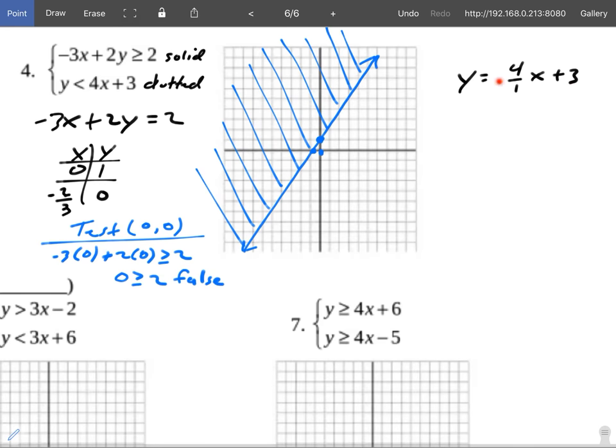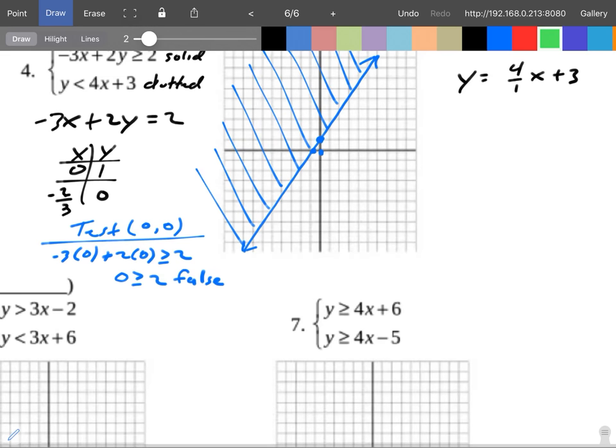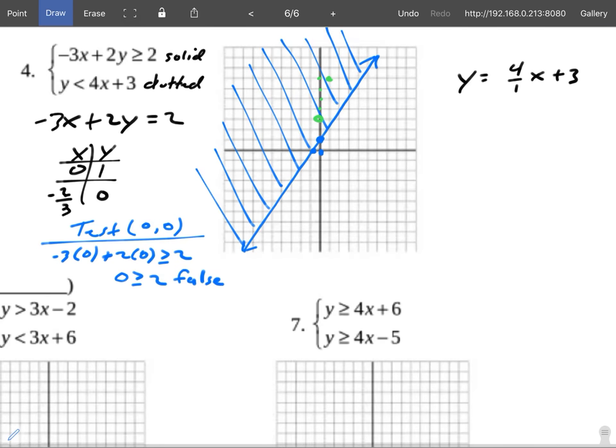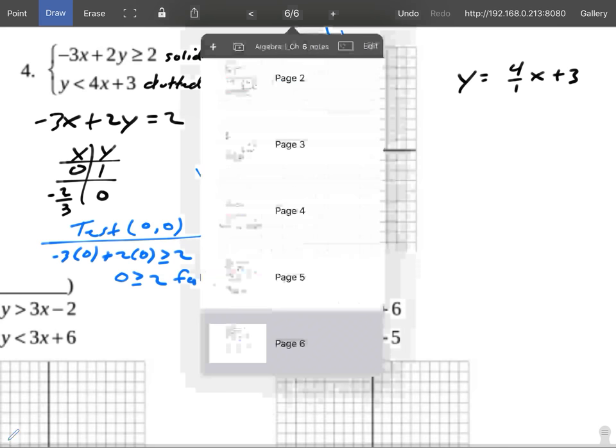So the second line over here, my y-intercept is 3, and my slope is up 4, right 1. Let's do that one in green. So my y-intercept is positive 3, so that's right here. And my slope is up 4 over 1. So 1, 2, 3, 4 over 1. All right, now I got to graph that line.